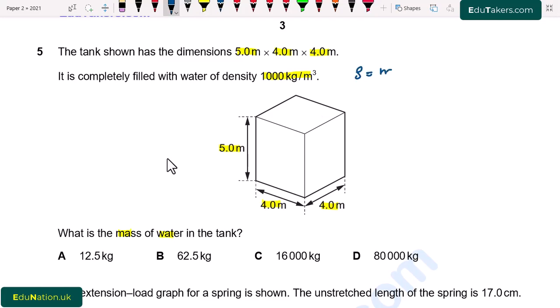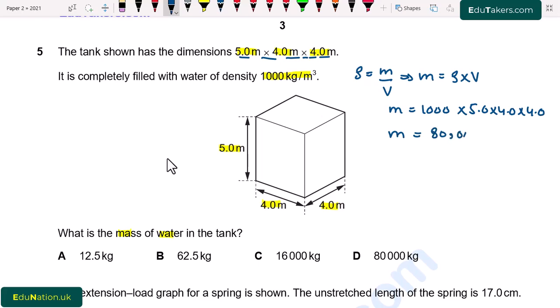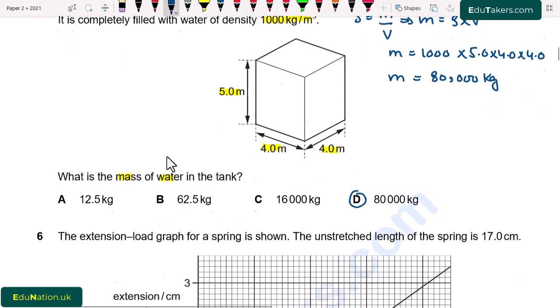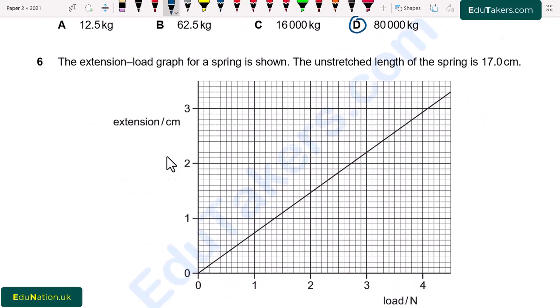So first of all, here I use the concept of density, that density is equal to mass per unit volume, where mass we have to calculate. So mass will be equal to density multiplied by volume. It will be density 1000 multiplied by volume, which is the dimension of this tank. So I write here 5.0, 4.0 and again 4.0, so that the value of mass will be equal to 80,000 kilogram. Here option D is correct.